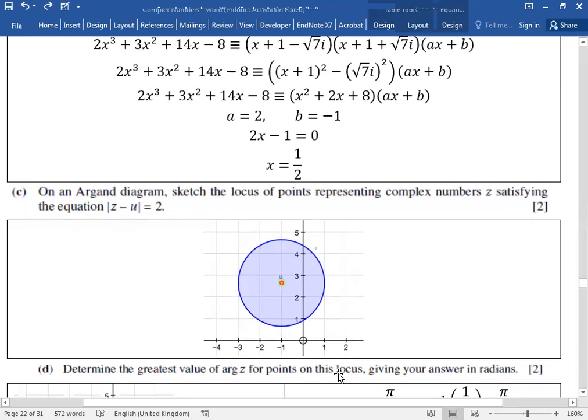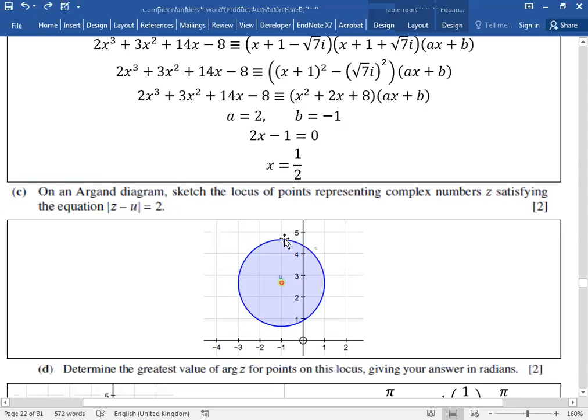So now, determine the greatest value of argument. Remember, z can be anywhere on the... Okay, now the question says the greatest value of the argument of z for a point on this locus. Give your answer in radians. So z can be anywhere on the circumference of this locus. Okay, now I'm moving with z. Tell me what is the greatest argument that I can get.